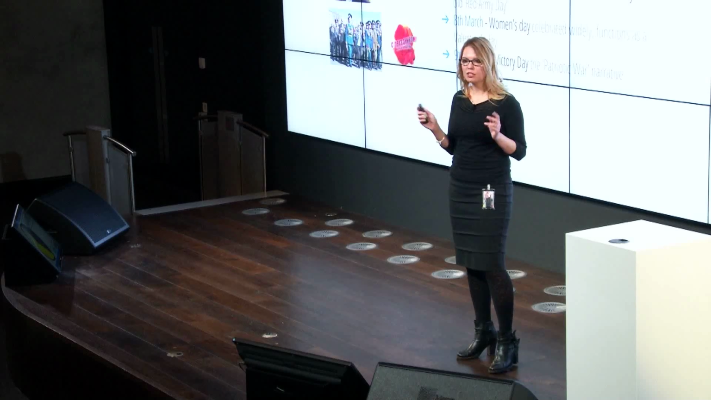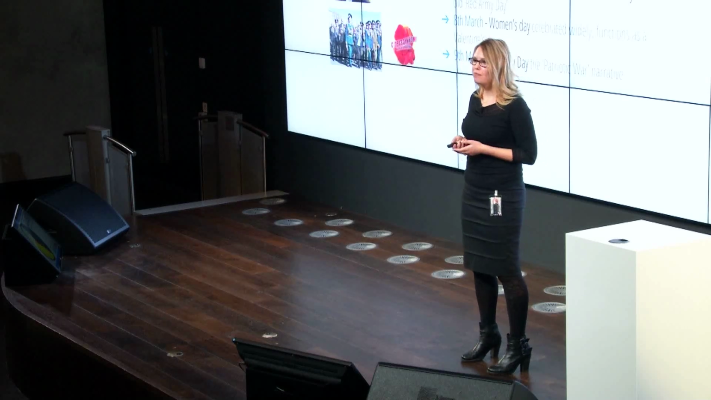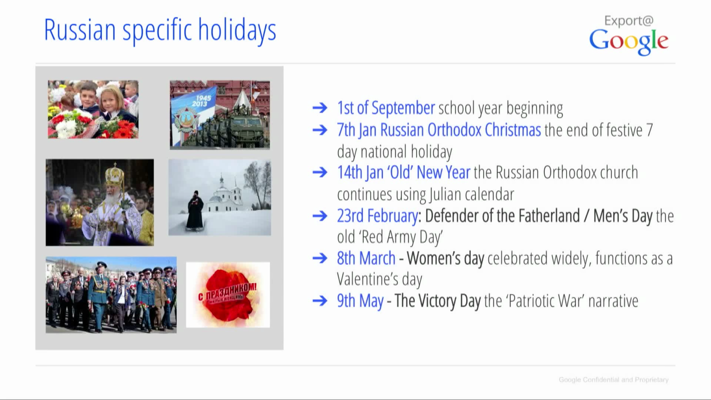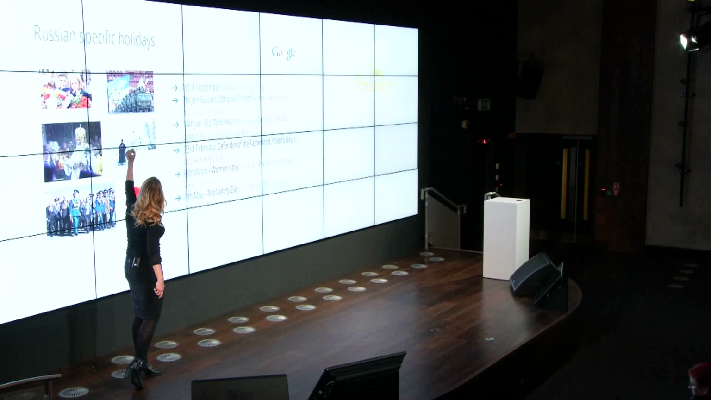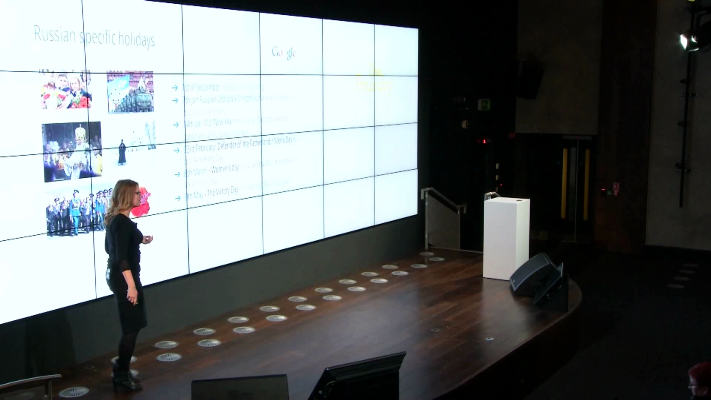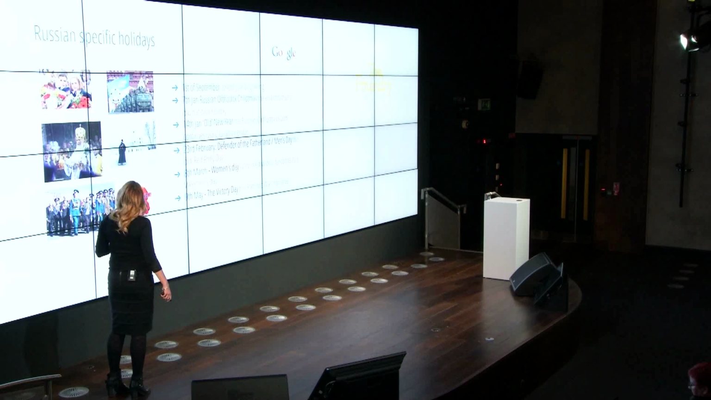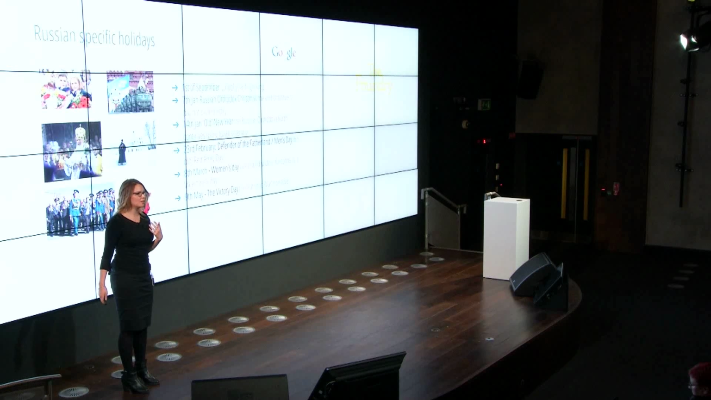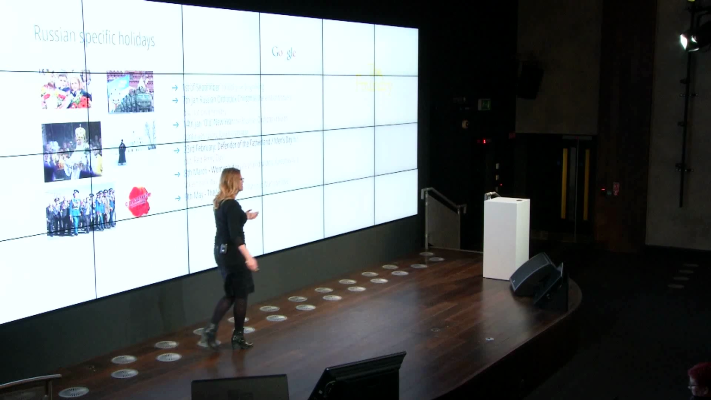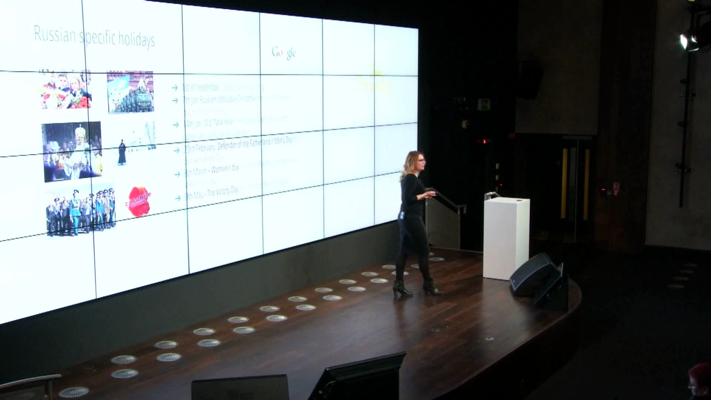So the 9th of May is the Victory Day. In most of Europe, it's the Liberation Day, but for Russia, it was a patriotic war, so until today, it's called the Victory Day, and you can actually see the old veterans marching on the streets of all cities in Russia, and there's a huge parade. This one is 2013 on the Red Square, so it's very broadly celebrated. And also the 1st of September is a huge thing, and it's also crucial for the retailers, because people are buying things for their kids, because it's considered a very important day for children in Russia.